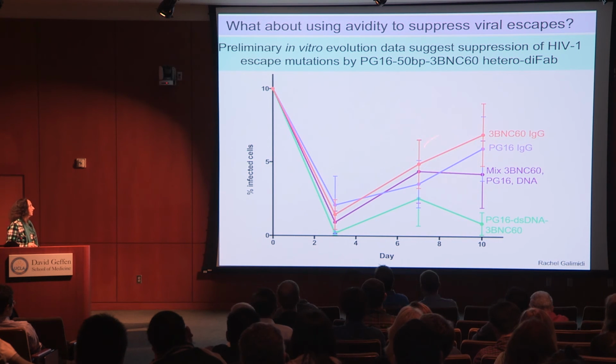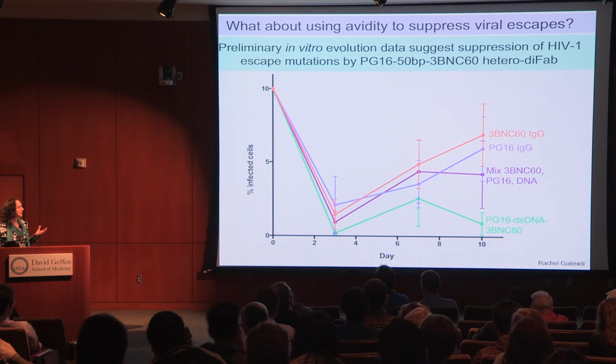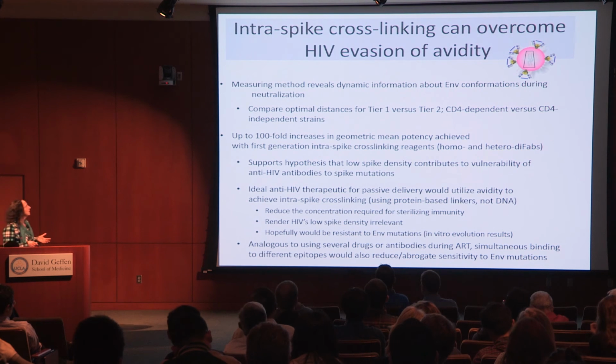But then in the case of the two parental IgGs and the non-covalent mixture, that comes back up as the virus mutates to escape. But at least for as long as we were able to run the experiment before the cells got contaminated, it looks like we're going down, where there's a downward trend here. So we're very excited about this preliminary data suggesting that, in fact, avidity can be used to suppress successful viral escape routes. So this is now a summary of this.